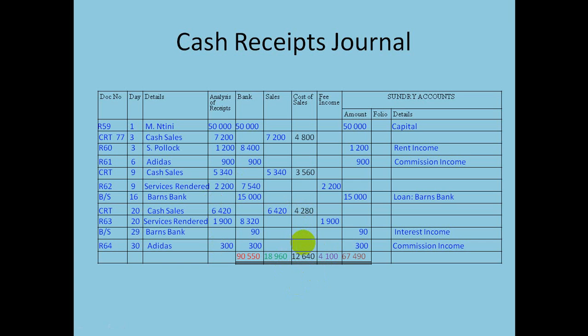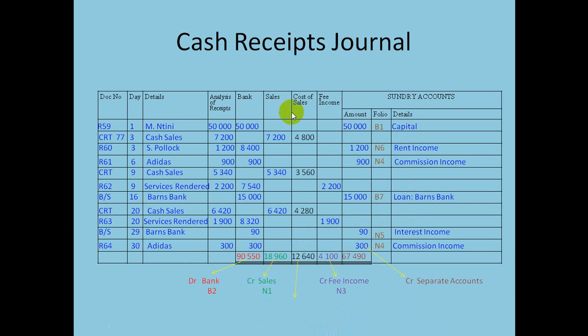So let's think about this. We've received money. The money has gone into our bank. Bank is an asset. Which side do my assets increase? Debit or credit? Yep, that's it, on the debit side. So we're going to debit bank with 90,550 and we're going to credit the rest. So we're going to credit sales. There you go. We're going to credit fee income. And we're going to credit every single one of these. So the rule is: debit bank, credit the rest.